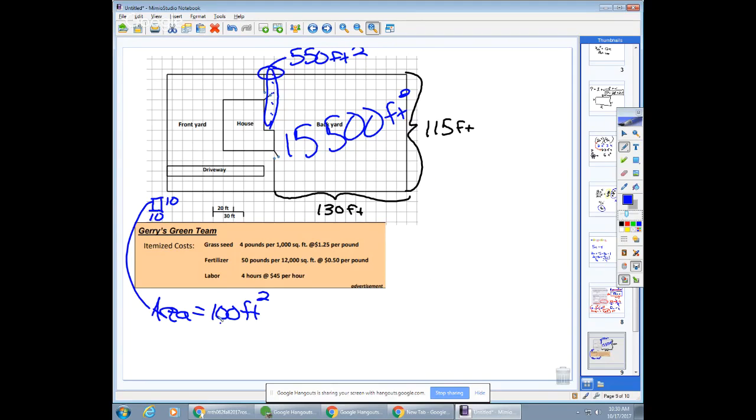So be careful. Counting by tens means you're doing length. If we're doing area, each square is 100. So we've got to be a little careful. A little carefuler? Is carefuler a word?